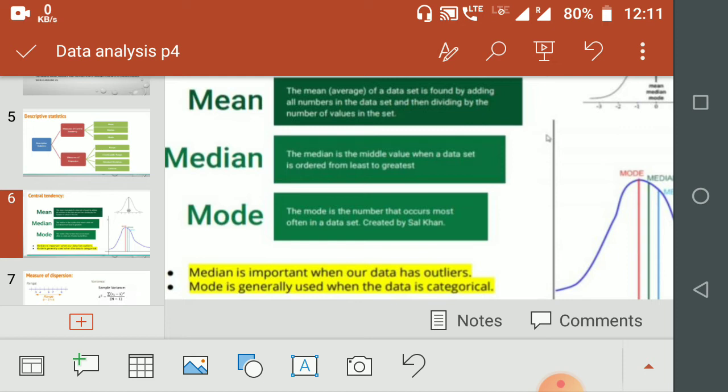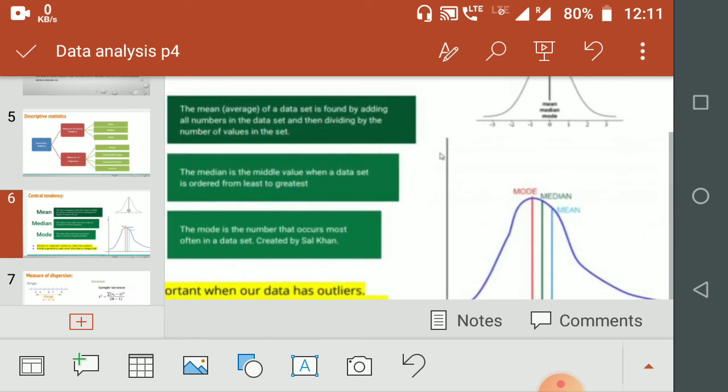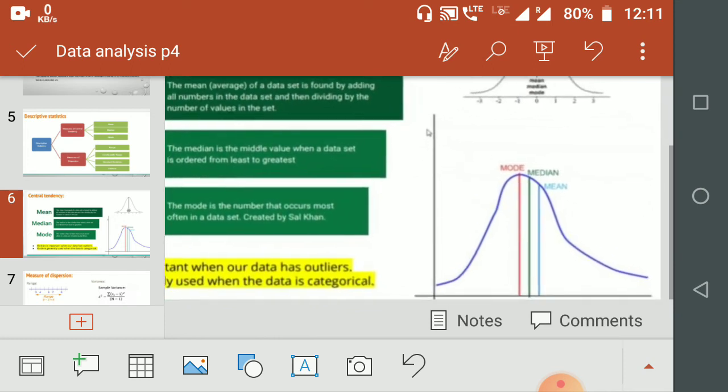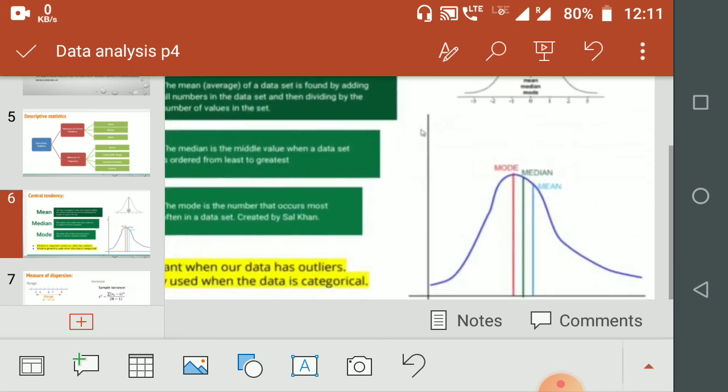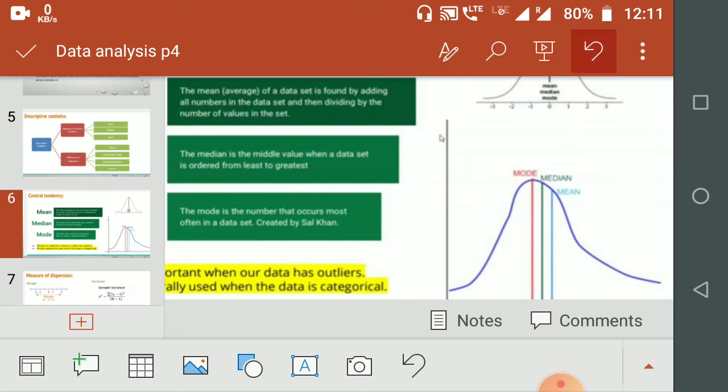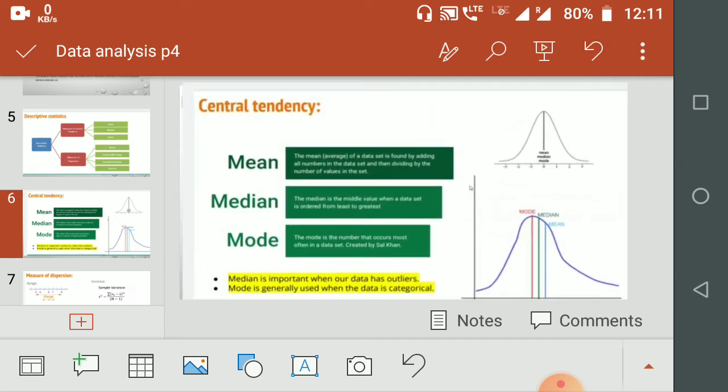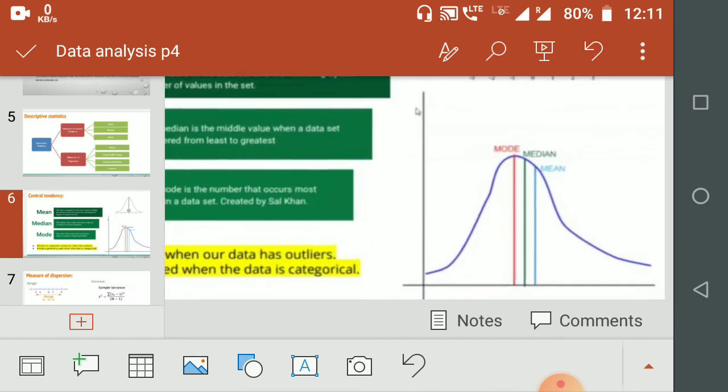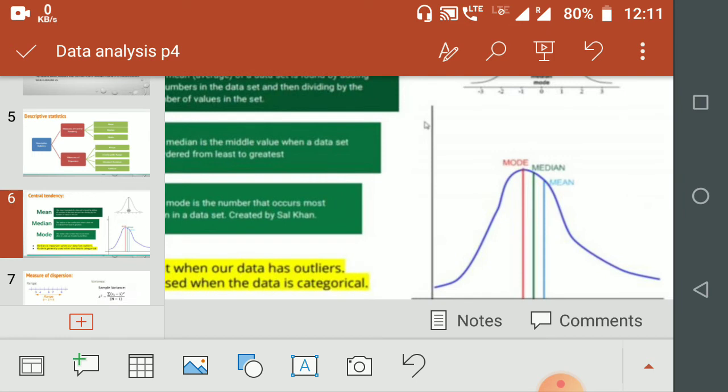Median is important when our data has outliers, and mode is generally used when data is categorical. So this is a chart. We can see the histogram, or we can say this is a graph. So we can see the mode, median, and mean.